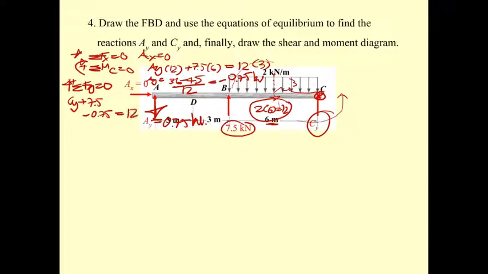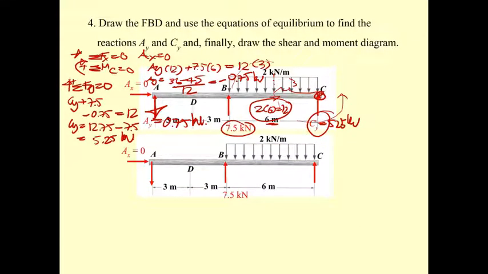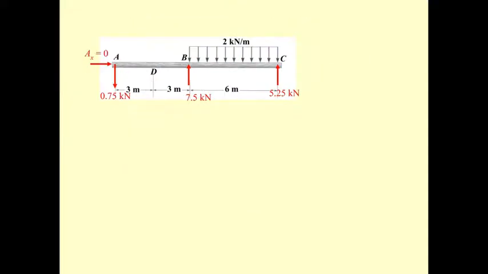Okay, equal to 12. So your C sub y is going to be 12.75 minus 7.5. So what is 12.75 minus 7.5? It's going to be 5.25. So your C sub y is going to be 5.25 kilonewton. Okay, that is the result that we have from using the equations of equilibrium to determine it.